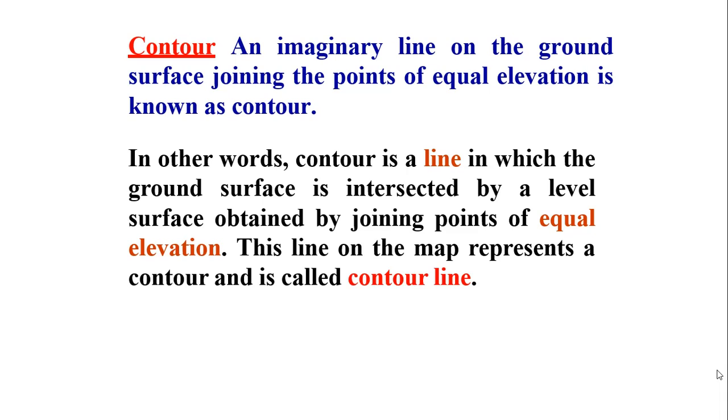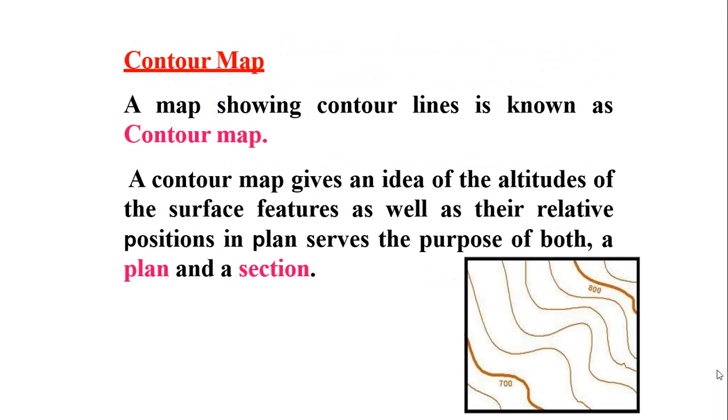This line on the map represents a contour, or you can call it a contour line. So basically, a contour is an imaginary line joining the points of equal elevations on the ground surface. Next is the contour map. A map showing contour lines is known as a contour map. A contour map gives an idea of the altitudes of the surface features as well as their relative positions in plan, and serves the purpose of both plan as well as section. As you can see, the ground features are represented in this way in a map.